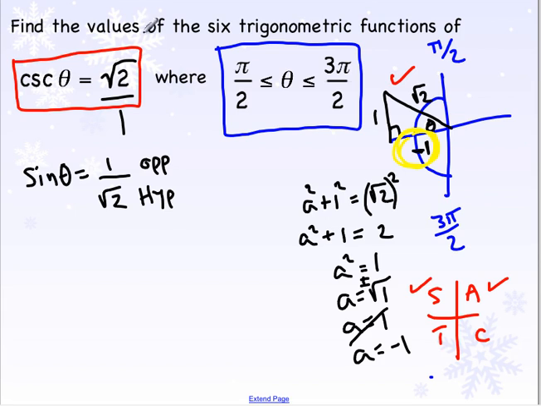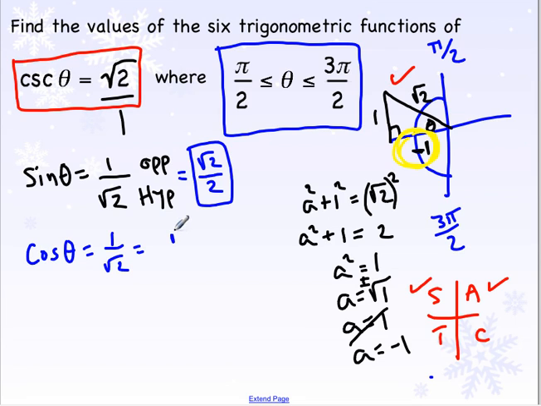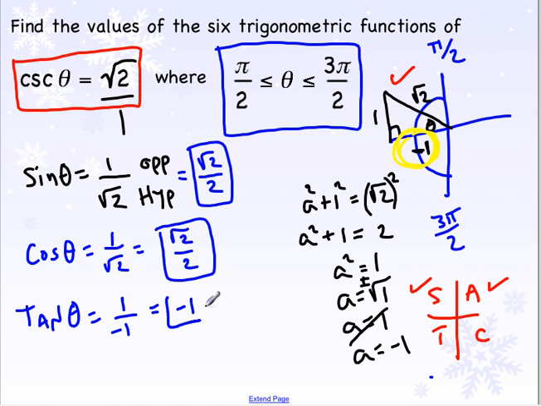Okay, so it says find the values of the 6 trig functions. So technically we already found sine, although I would clean that up and say radical 2 over 2 for sine. And then cosine would be adjacent over hypotenuse, so that would be 1 over radical 2 as well. So we'd clean that up and that'd be radical 2 over 2. Tangent of theta would be opposite over adjacent, so that would be 1 over negative 1, which is negative 1.